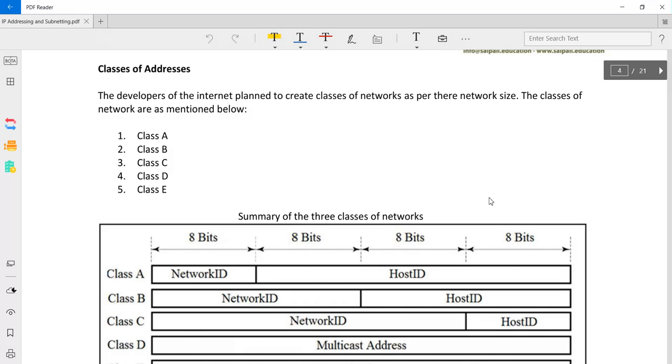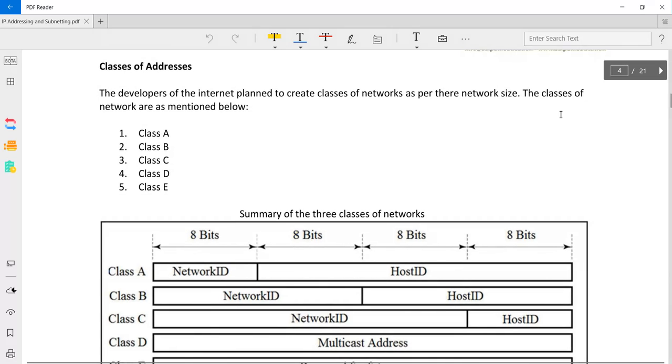Now these 5 different classes are class A, class B, class C, class D and class E. Class A is for the big organizations who have lots of machines and need lots of IP addresses, so they can get it in class A.